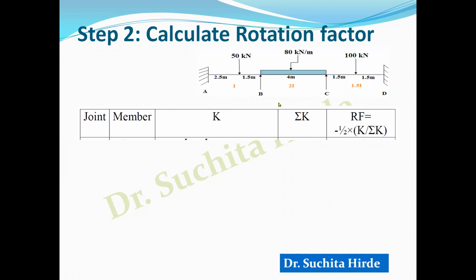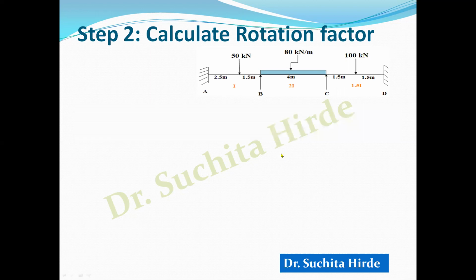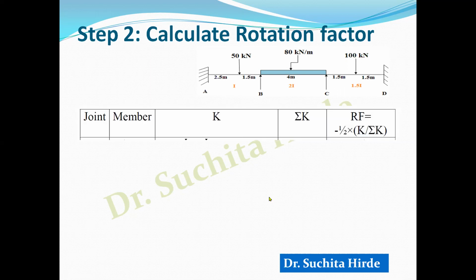Now in this beam, there are two joints. Joints means where there are two or more members meeting at the point. So here there are two joints, that is joint B and joint C. So we will calculate rotation factor at joint B and joint C. At joint B, there are two members, that is member BA and member BC.